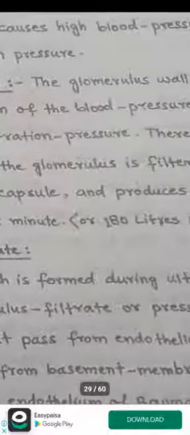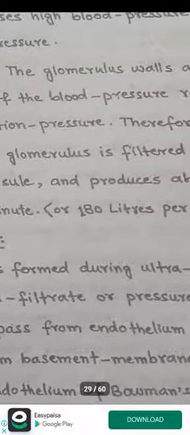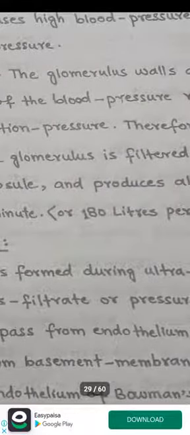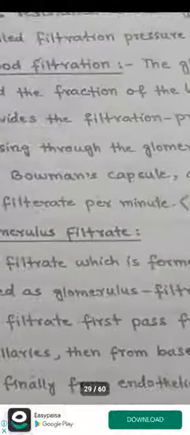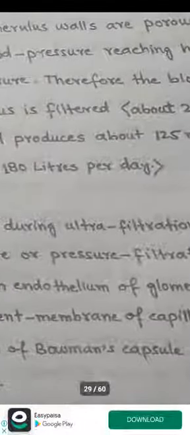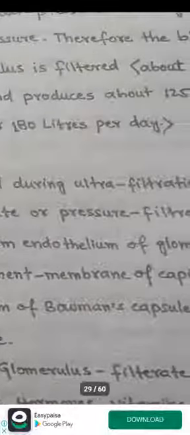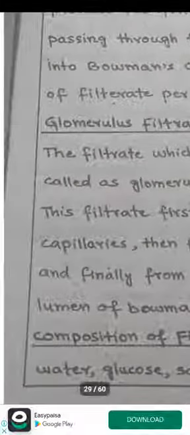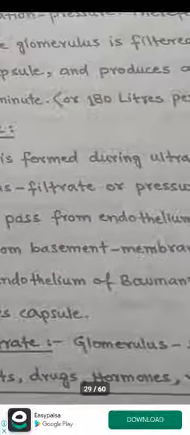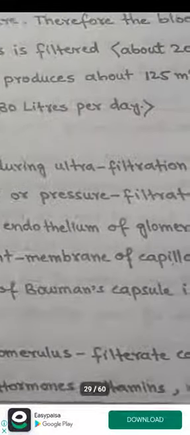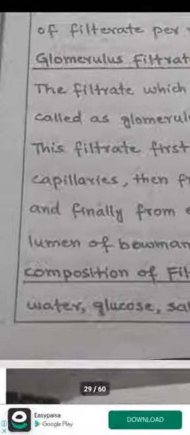Blood filtration. The glomerulus walls are porous, and a fraction of the blood pressure reaching here provides the filtration pressure. Therefore, about 20% of the blood passing through the glomerulus is filtered into Bowman's capsule and produces about 125 ml of filtrate per minute, or 180 liters per day.